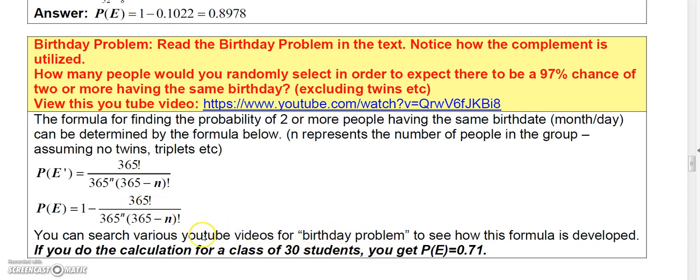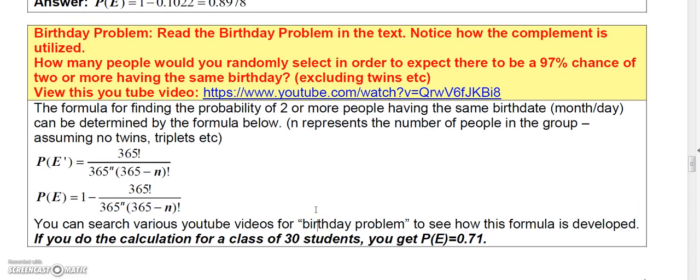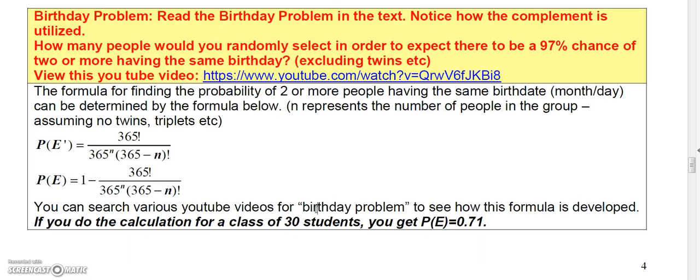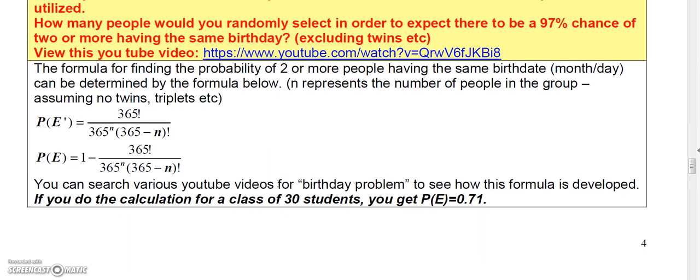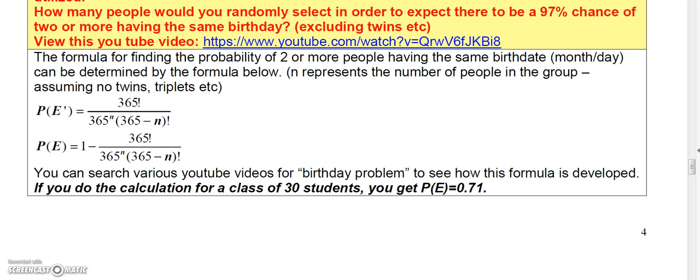And if you do this calculation for 30 students, you get the probability that 2 or more have the same birthday is about a 70% chance, 0.71. And so it really only takes around 40 students to get up to the 97% chance of 2 or more having the same birthday. It might be 50, but it's around 40 or 50 students to get a 97% chance.